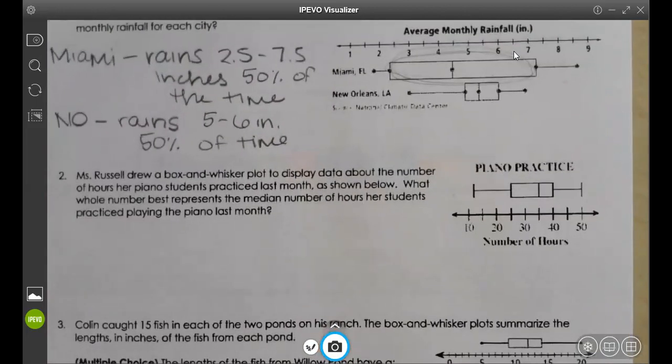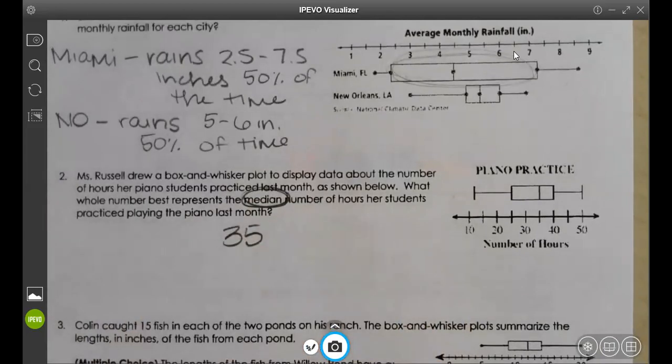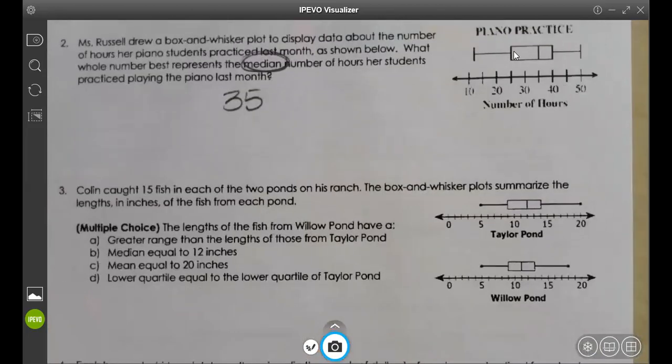Ms. Russell drew a box and whisker plot to display data about the number of hours her piano students practiced last month, as shown below. What whole number best represents the median number of hours? Median number of hours that her students practice playing. Whole number. 35. That's it. Y'all understand how easy box and whisker plots are? Okay. You should not miss those on your final exam.